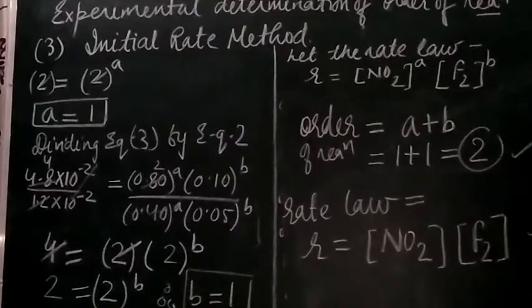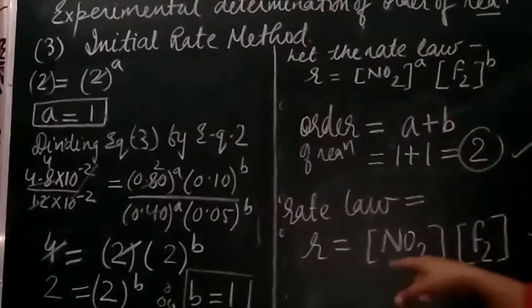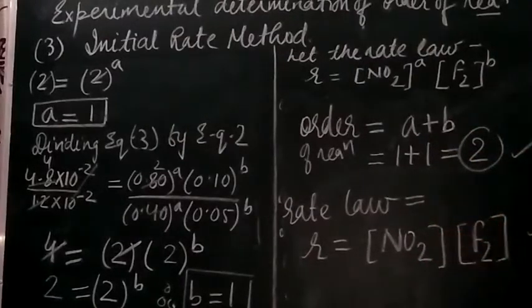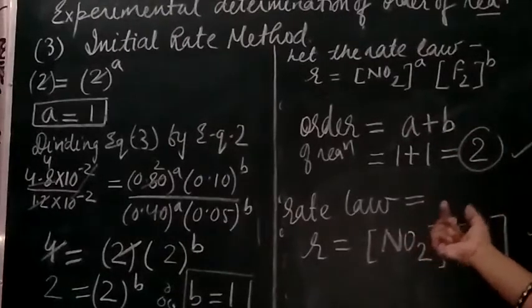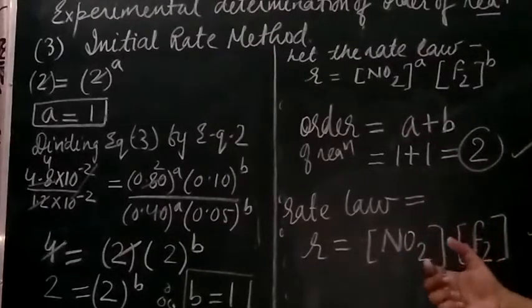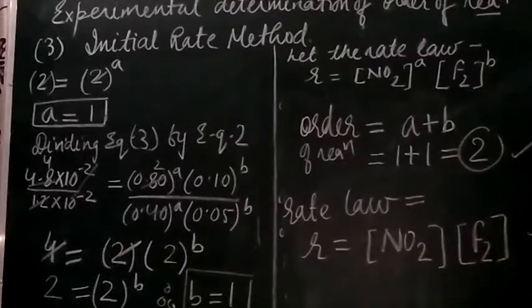So students, experimentally it was coming raised to the power 1 and 1, right? Whereas if it was theoretical, from the balanced chemical equation, NO2 would be raised to the power 2. So generally we use the initial rate method where we have more than one reactant to obtain the order of the reaction.